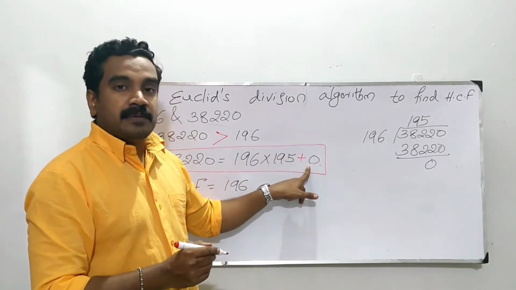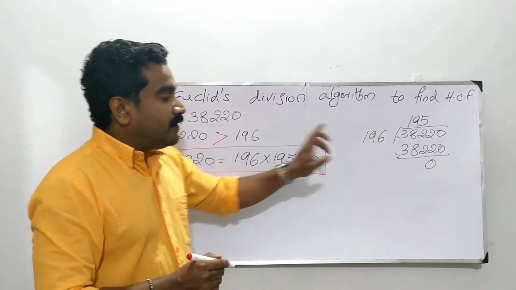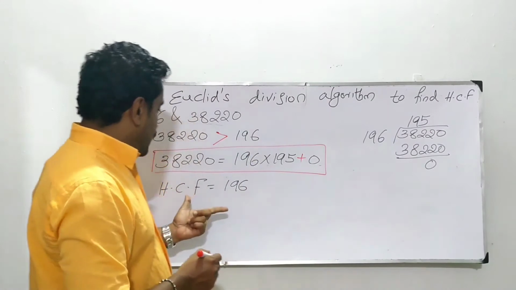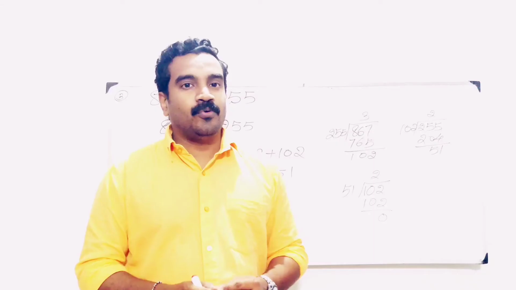Here now, in the first step the remainder is 0. When the remainder is 0, what is the divisor? That is the answer. When the remainder is 0, what is the divisor here? 196. So what is the answer? HCF is 196.